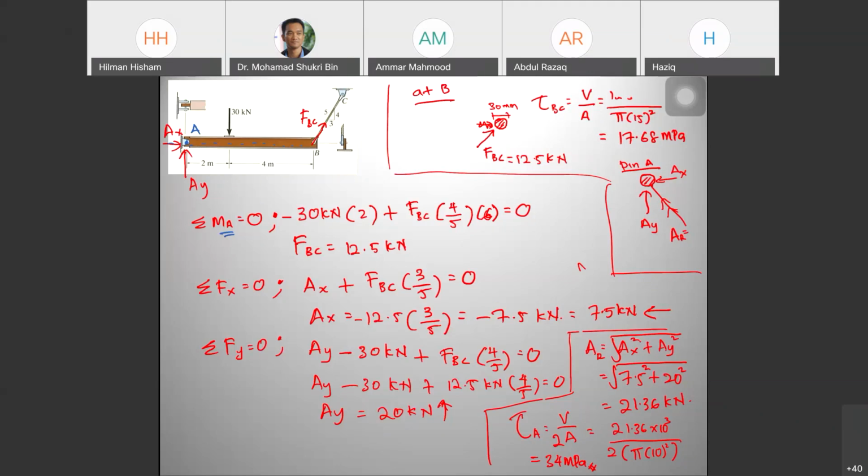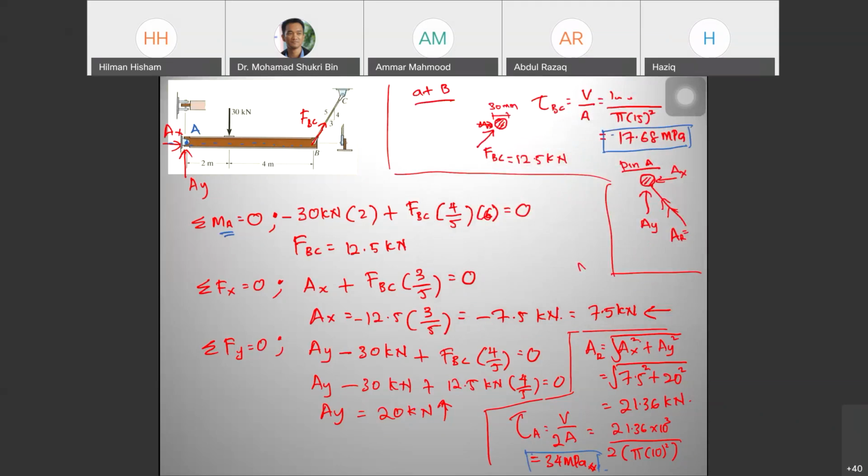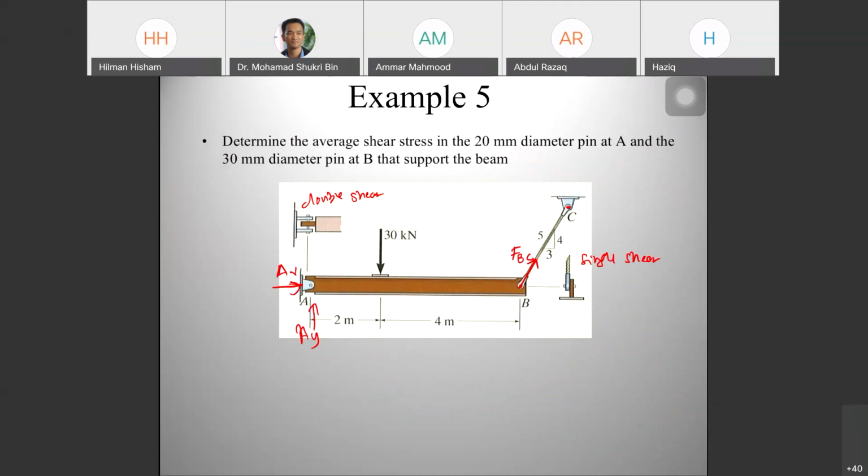This is your answer for tau A, and this is the answer for your tau B. Determine the average shear stress. Alright, so that's it for the shear stress at pin A and pin B.